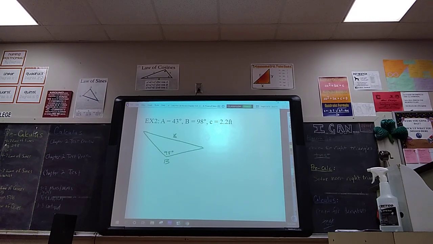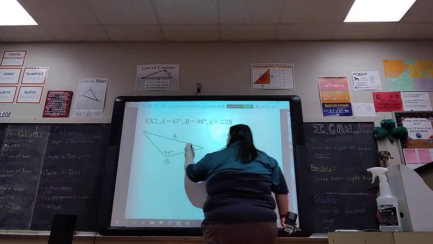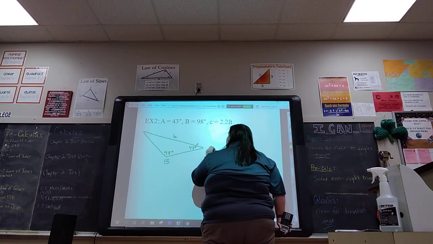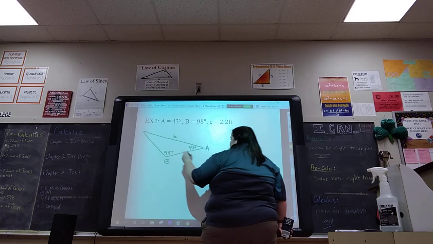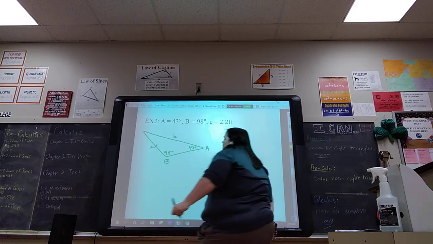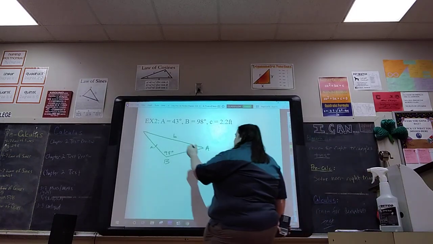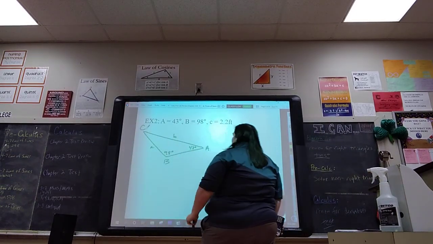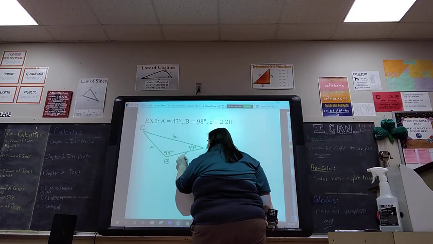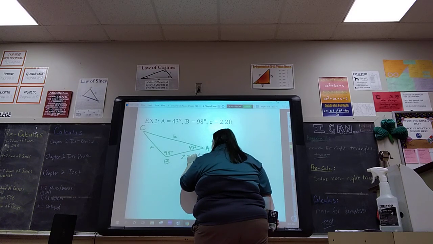Where do you want to put the 43? To the right. So that's A, and we don't know angle or side A. The other one is C, which we don't know, and then we know side C though. So I'm going to label that across, a unit. So that's angle C.